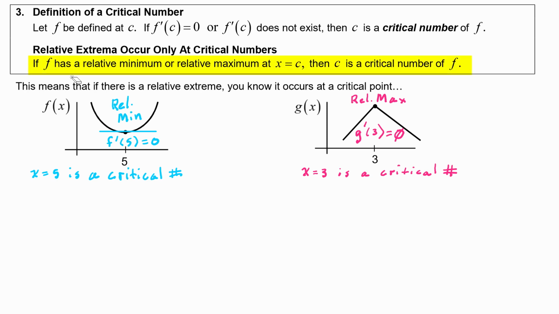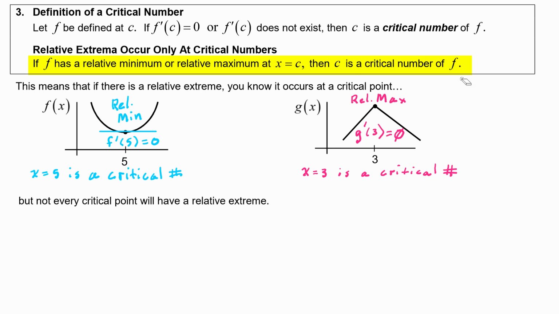This statement here, make sure you understand the direction of this conditional statement here. If there's a relative extreme at x equals c, then c is a critical number. But that doesn't work in the reverse. Just because c is a critical number doesn't mean there must be a relative extreme there. So that means not every critical point will have a relative extreme.